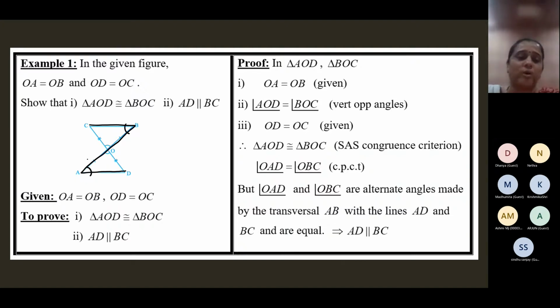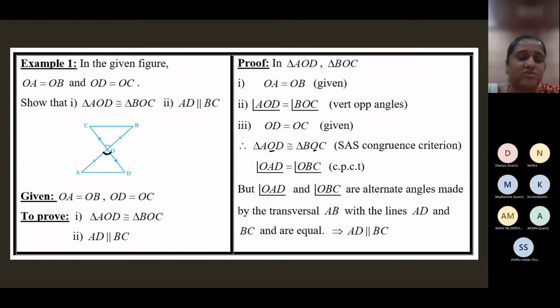Now that the two triangles are congruent, their corresponding angles will be equal. So this angle of the first triangle is equal to this angle of the second triangle, CPCT. How do you know that? See here, angle OAD of the first triangle is equal to angle OBC of the second triangle. How do you know that? See here, go back here. Angle A is equal to angle B. See here, children. Angle A of the first triangle is equal to angle B of the second triangle. O of the first triangle is equal to O of the second triangle. They're congruent, no? So O of the first triangle is equal to O of the second triangle.